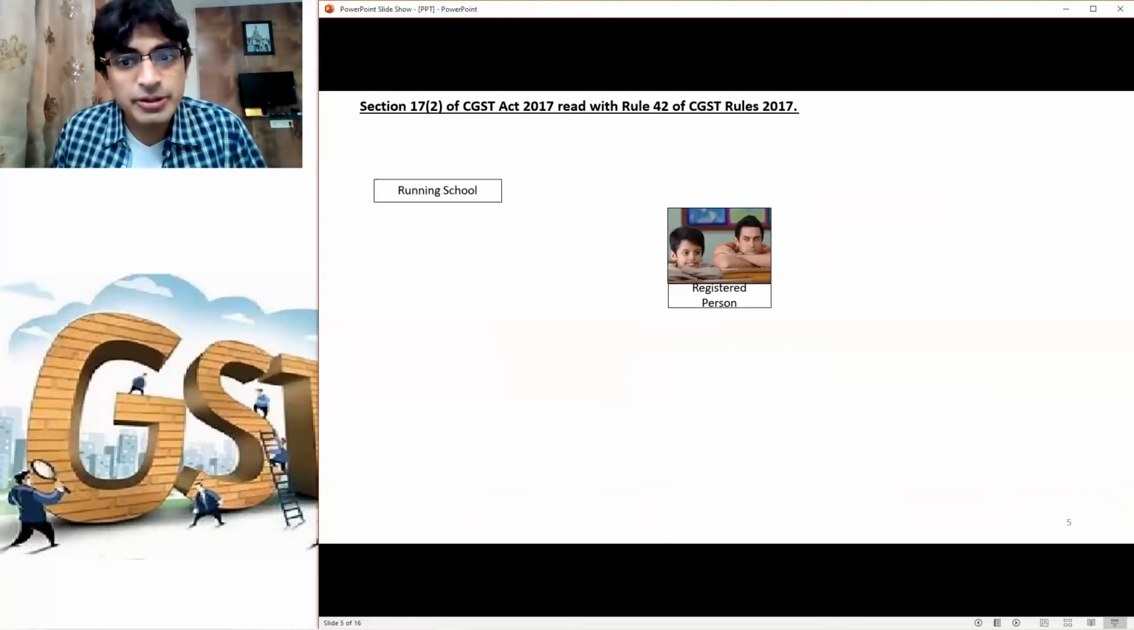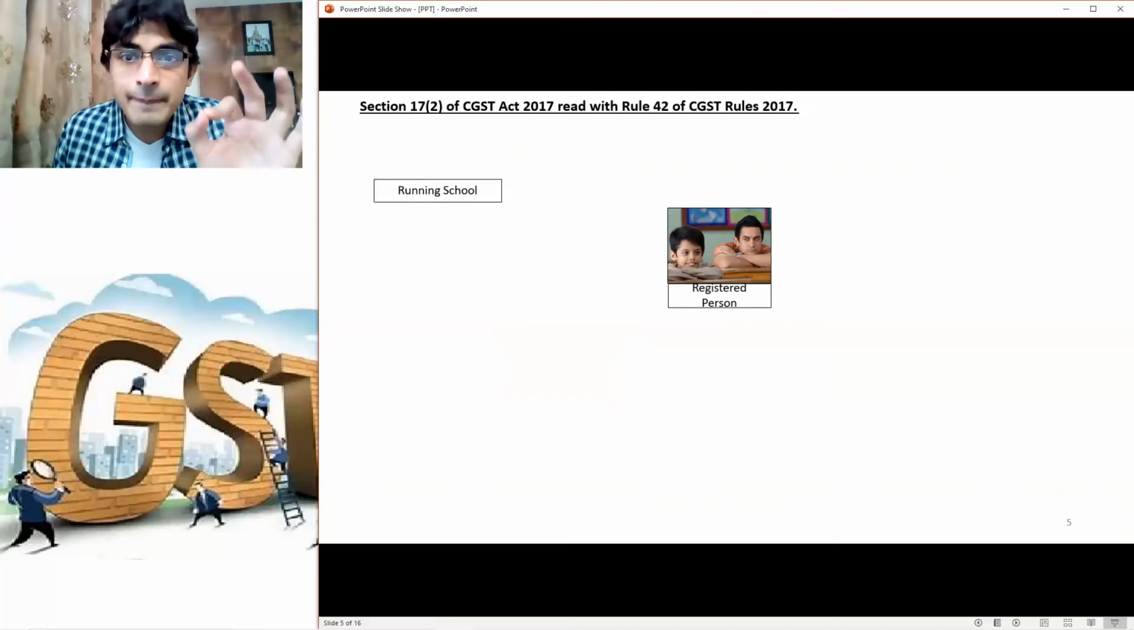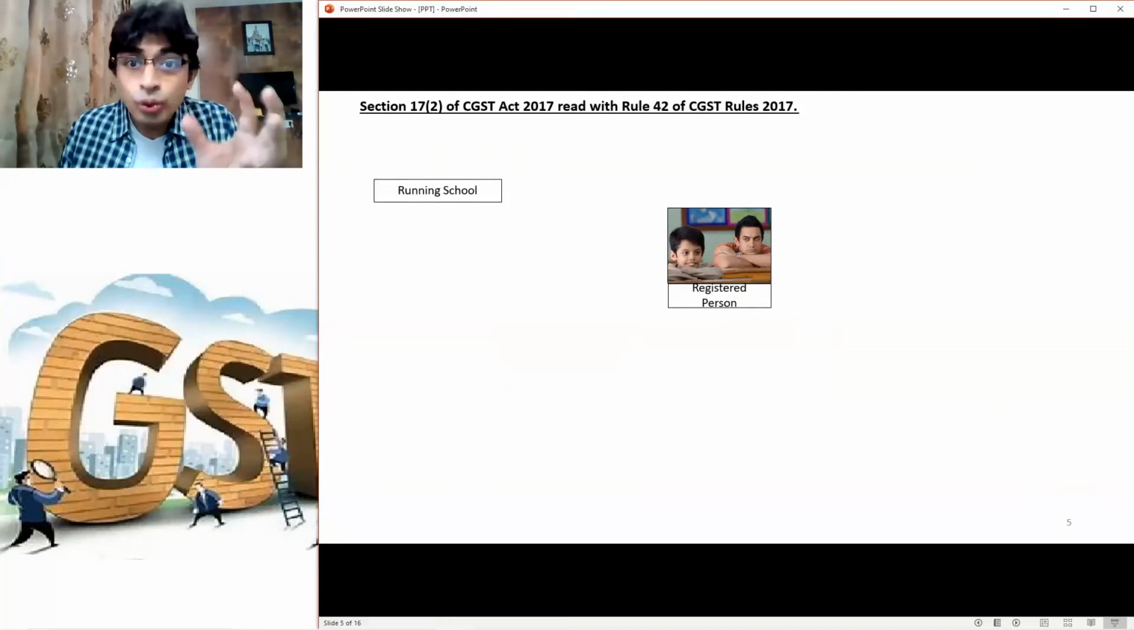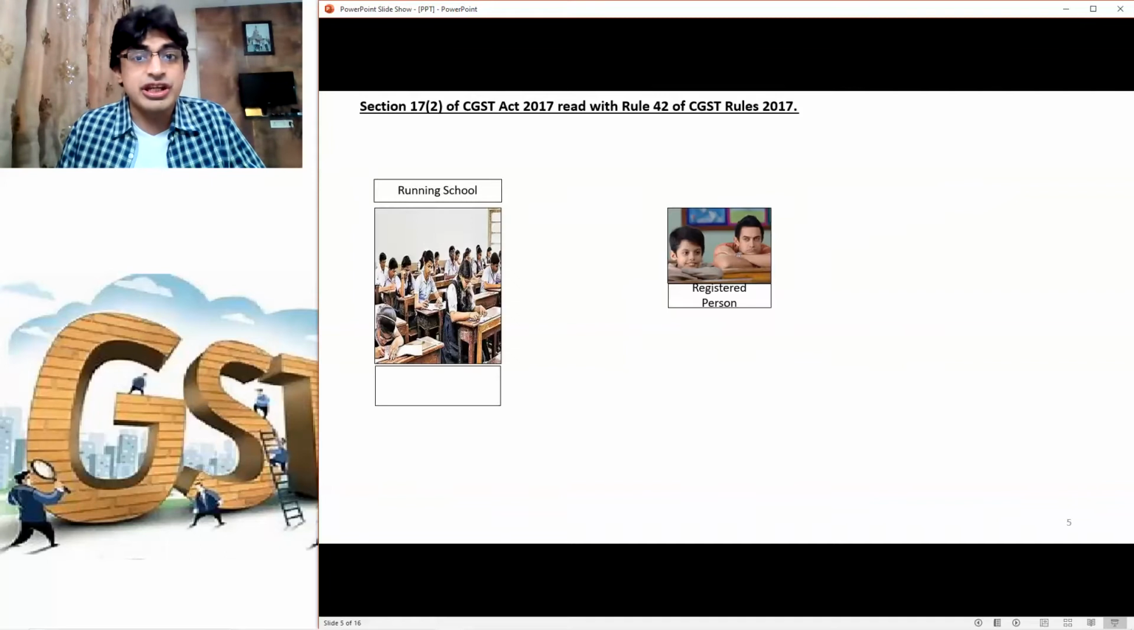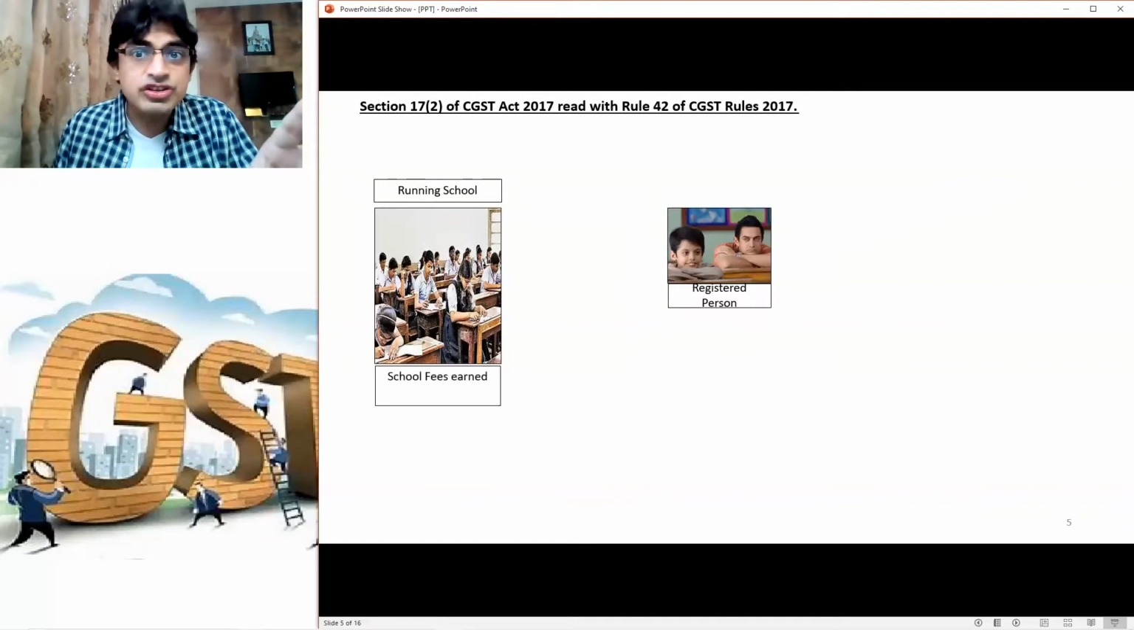Now understand one more example. Suppose Amir is a registered person in GST. Say, for example, he is running a school. Now, school service, school fees, is exempt under GST. On school fees, there is no GST.